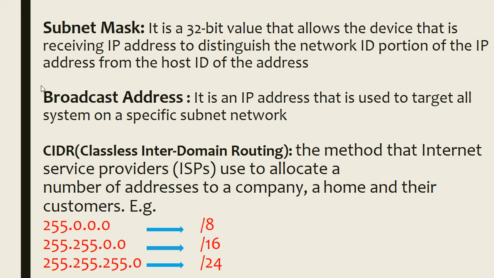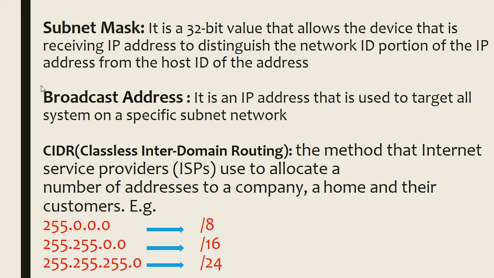Now a broadcast address is an IP address that is used to target all systems on a specific subnet network. It is used by each host. Each host has its own IP address, right? If they want to communicate with all other hosts in the network, they send a broadcast address. Maybe they are trying to find an IP address, or they want to find the MAC address of a neighboring host. So they use a broadcast address to do that using ARP, address resolution protocol.